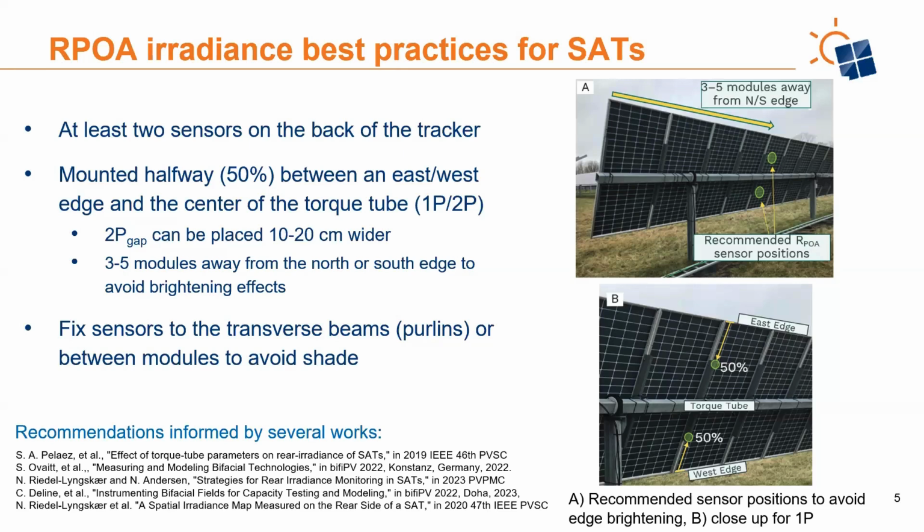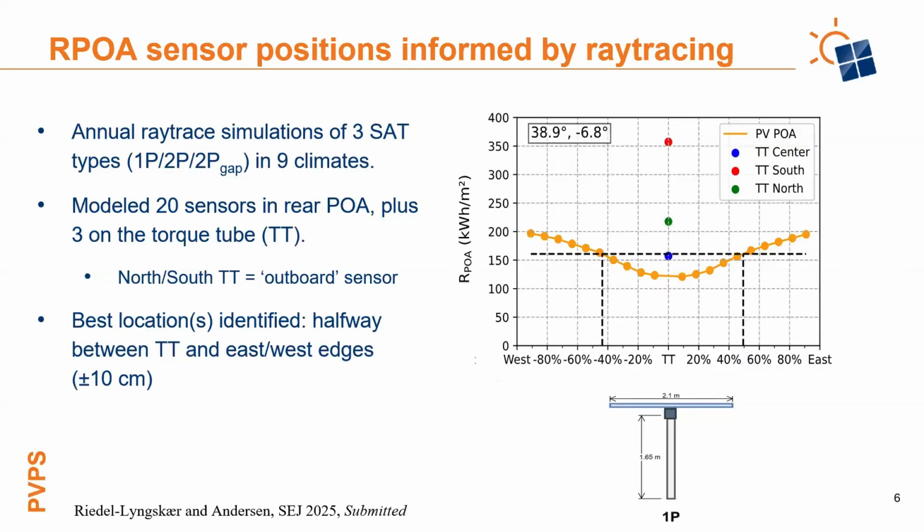And so we didn't make these recommendations up out of thin air. It's actually backed up by a lot of studies and literature, some of which are listed here. So going into the details of how we got to that suggestion, one way you could approach the problem is with ray tracing. In this particular work, we did ray tracing simulations using bifacial radiance. We simulated 3 different tracker types, including 1P, 2P, and 2P with a gap in 9 different climates.